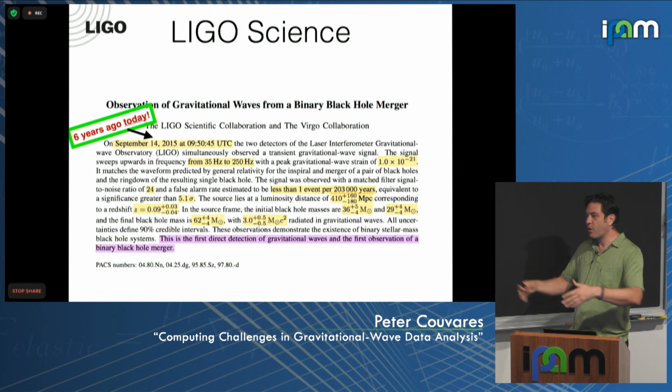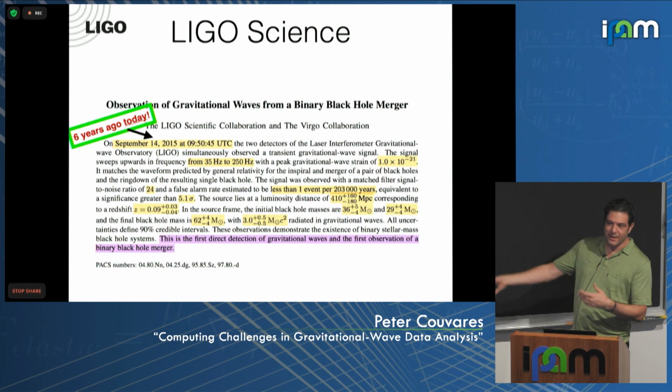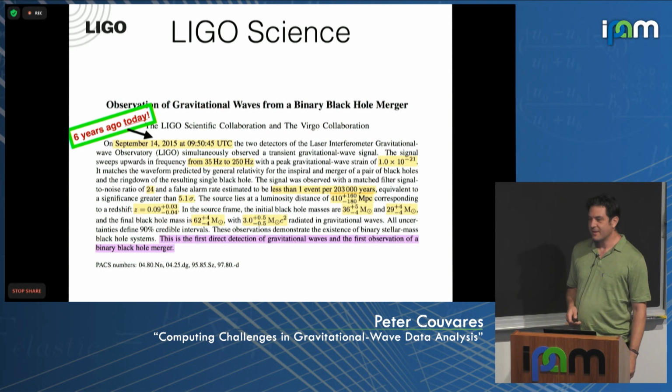So there were always signals in our data, and then we'd find out a few months later that they were fake. And so this signal was beautiful. It was much louder and clearer than we had hoped for, and so it took between days and weeks for the entire collaboration to be convinced it was real.